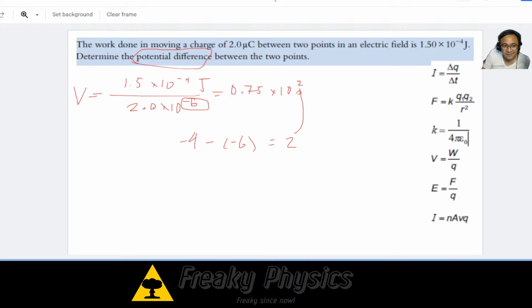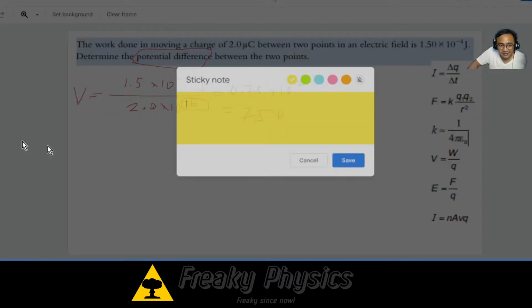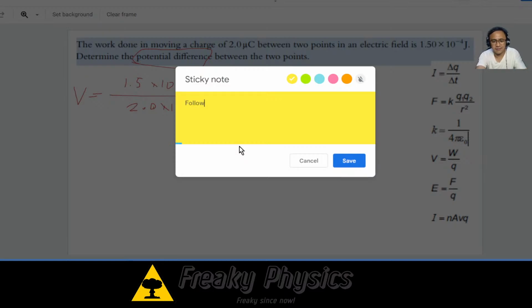The calculator gave me -11. Maybe just double check. I think you may have forgotten the negative for 6, which gives us 75. I put in two negatives. Okay, 1.5 times 10 to the minus 4 divided by 2 times 10 to the minus 6. Anyway, just double check that. Wait, I did that though. That's weird. Should I be in radians, or does that not matter? Doesn't matter in this case.